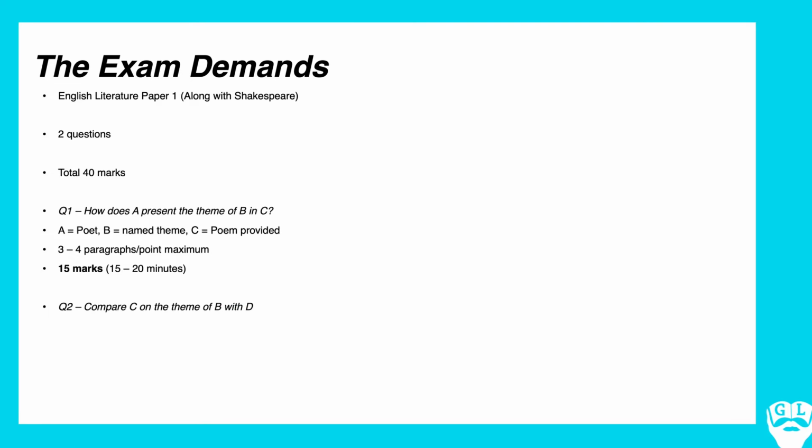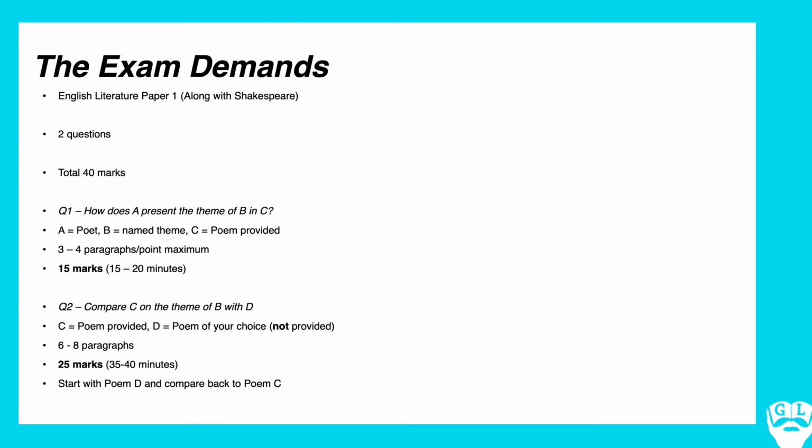Question 2 is compare C on the theme of B with D. So C is the poem provided, B is the named theme, and D, in this case, will be the poem of your choice. Now, here's the crux of the issue. That is the poem that's not provided. So you will want to go through, make sure you've got key ideas, key quotes, memorising those as part of your revision. It's worth roughly 6 to 8 paragraphs, and it's 25 marks in total. You should spend roughly 35 to 40 minutes on this part of the question, because it's worth that much more.